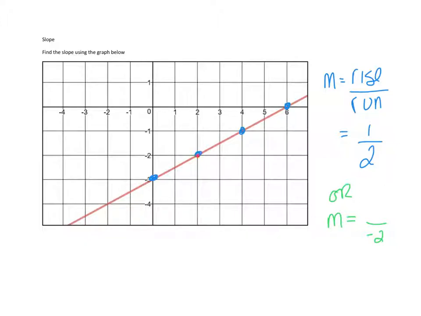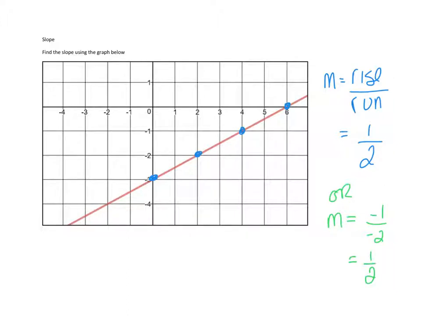And then if I look, I ran backwards 1, 2, and then I counted down 1. So if I'm counting down for my rise, that would be -1 as well. And a negative divided by a negative is a positive, and we get the same answer.